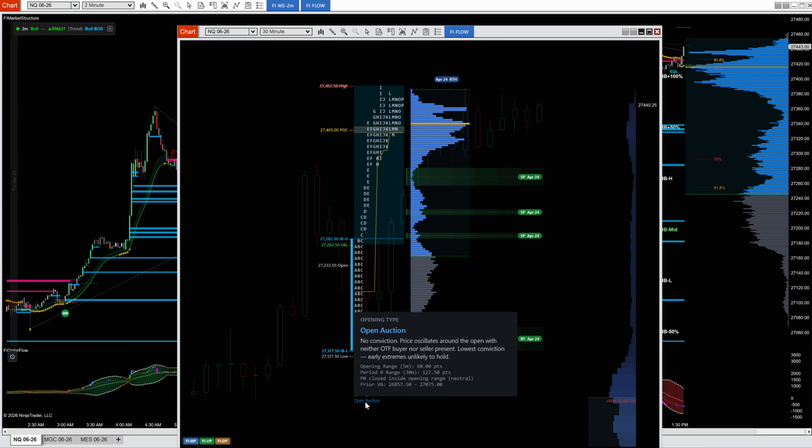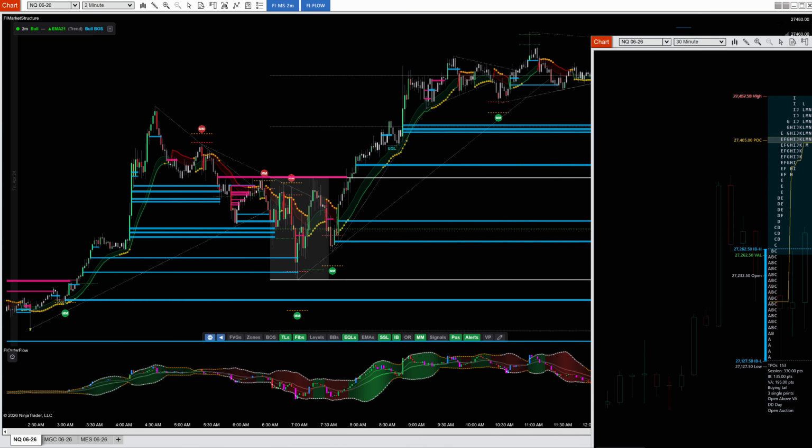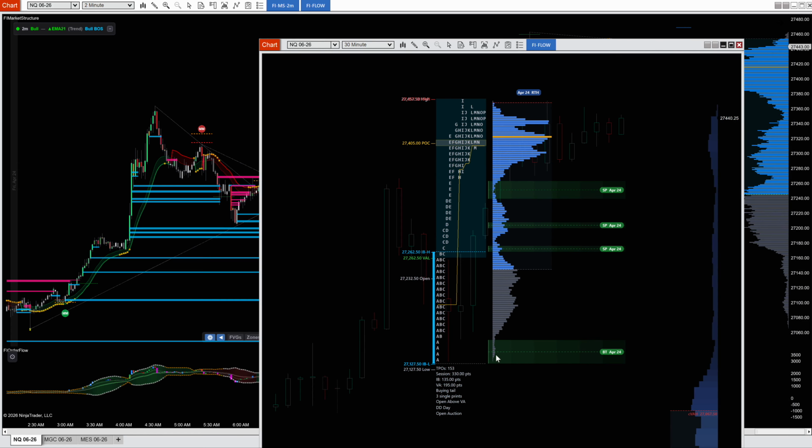What that means is that price oscillates around the open with neither OTF buyer nor seller present, lowest conviction, or live streams unlikely to hold. So it's a chop day. Chop range for the initial balance, and then it eventually gets going. You get single prints, and this right here is a buying tail. This is what you want to see, a buying tail.